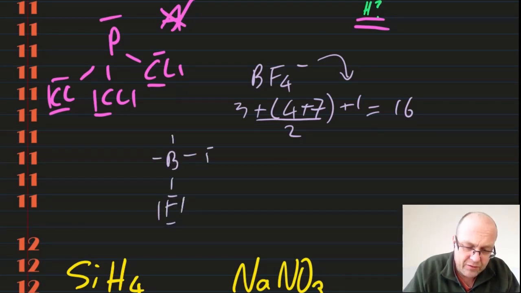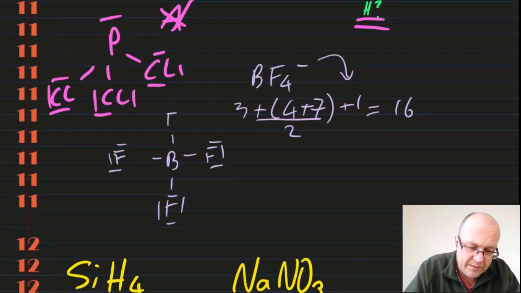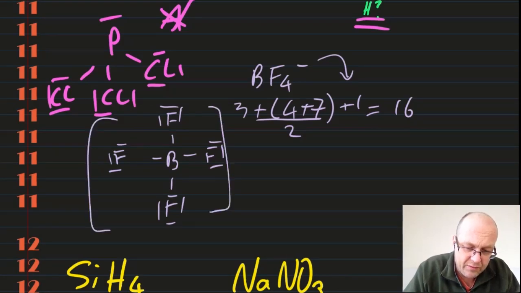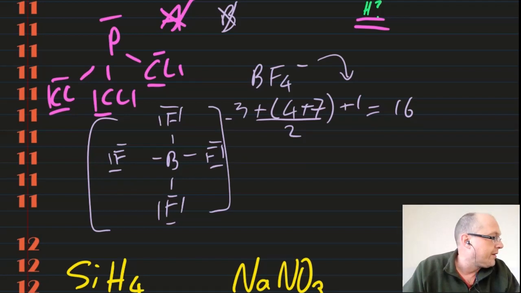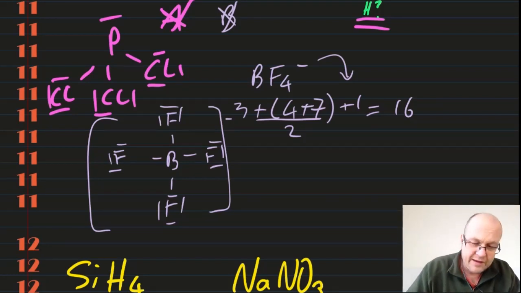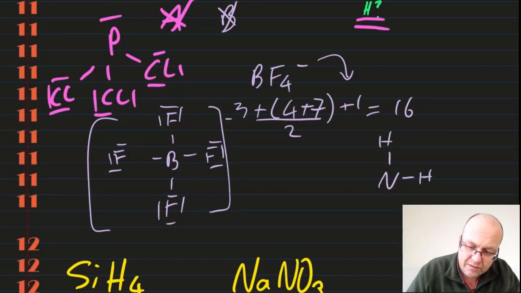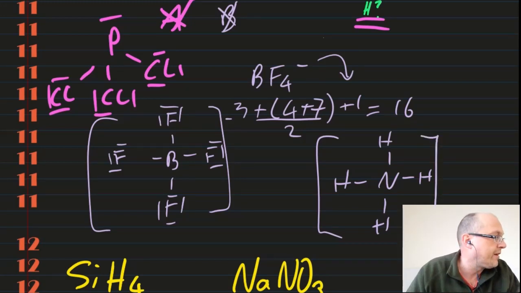Okay, so that's just a regular tetrahedral business going on here. There's 16 lines. Everything follows the octet rule. So that one is also incorrect. So B is wrong. I know that D, NH4+, is a simple tetrahedron. So that follows the octet rule. So the answer must be C. So indeed the answer. Is it C? Yeah, the answer's C.